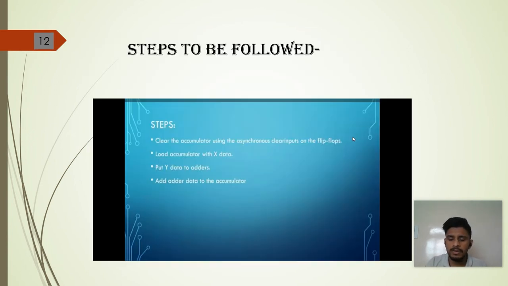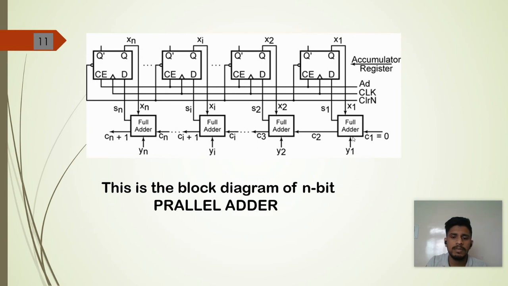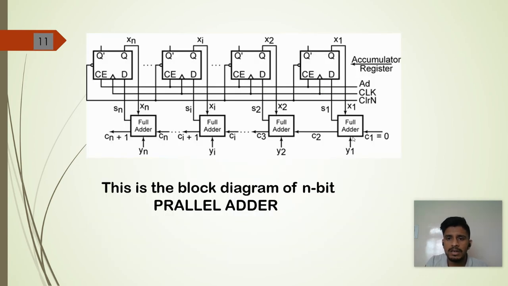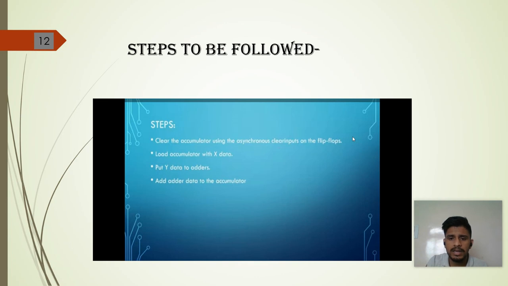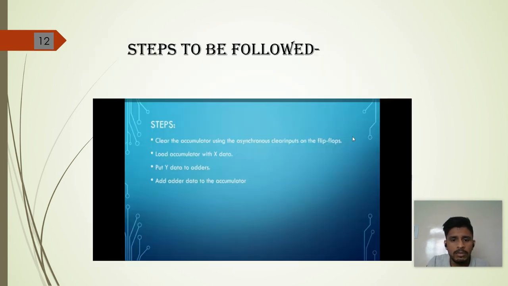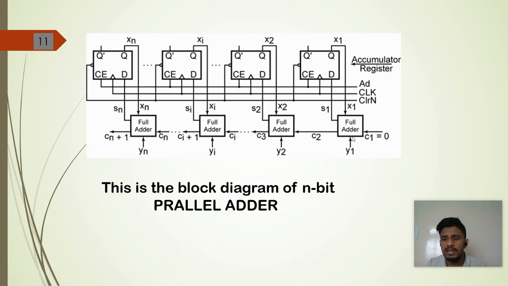Here are the steps we have to follow for the diagram of the n-bit parallel adder. First step is to clear the accumulator using the asynchronous clear input on the flip-flops. Here the flip-flops are shown with Q', Q, CE, and D. CLRN is simply the clear input, so this basically clears all the initial data. Load the accumulator with X data. The accumulator or register is simply an allotted space so that we can store X1, the input, in that register so that it can get operated.